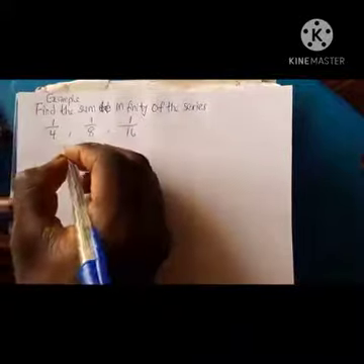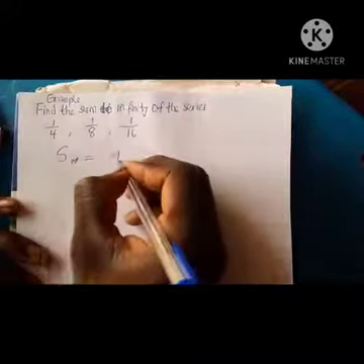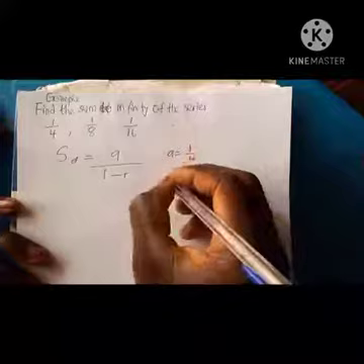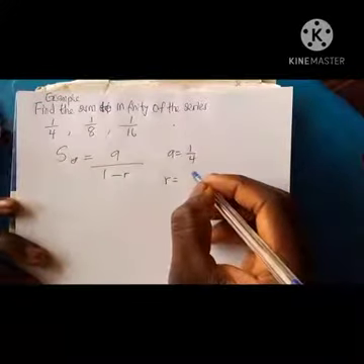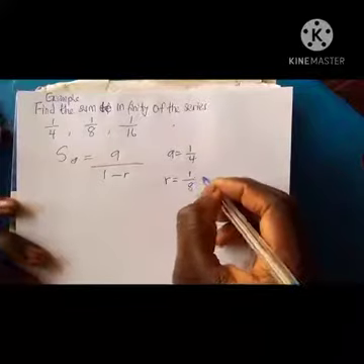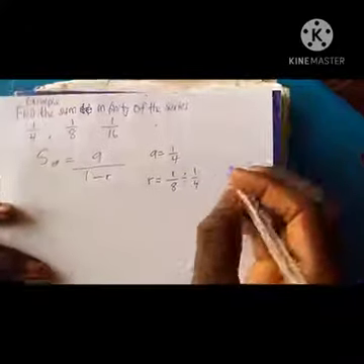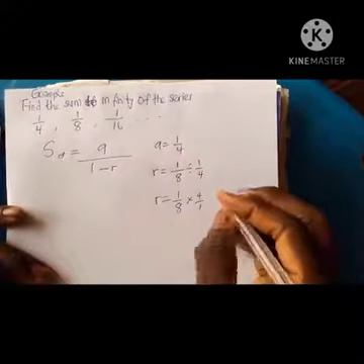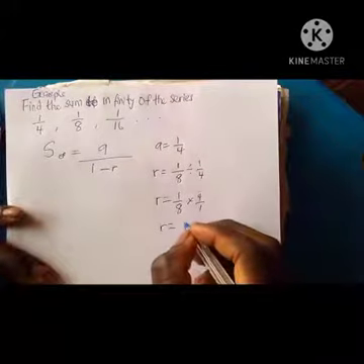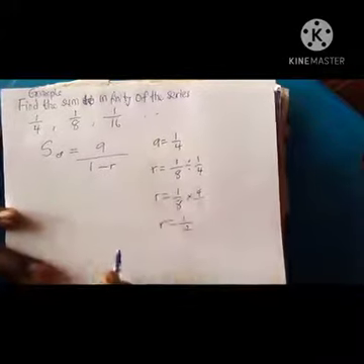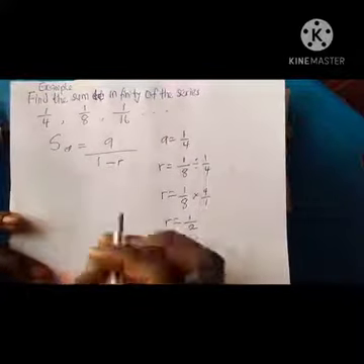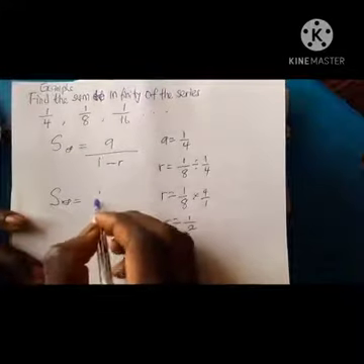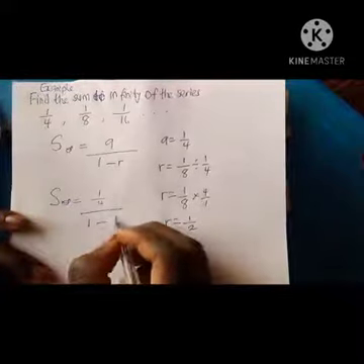Now the sum to infinity is a divided by 1 minus r. We have a to be 1 over 4. Then we are going to look for our r. And when we are looking for r in a GP, we say 1 over 8 divided by 1 over 4. This implies 1 over 8 multiplied by 4 over 1, so our r is equal to 1 all over 2. So you can bring this down to the formula. The sum to infinity is equal to 1 over 4 divided by 1 minus 1 over 2.